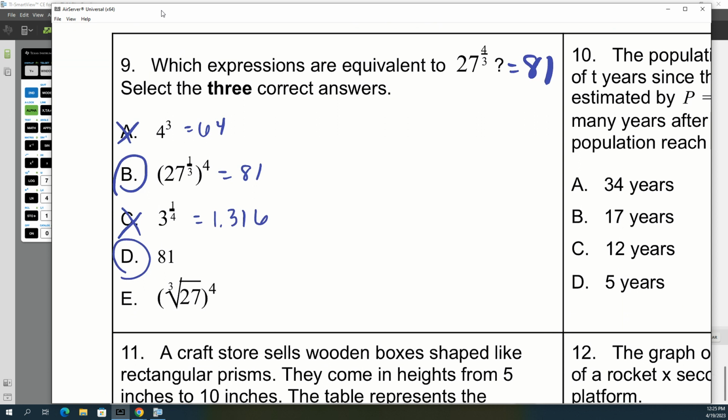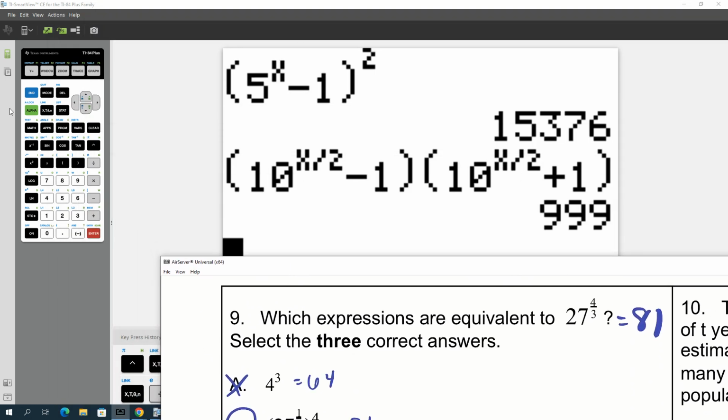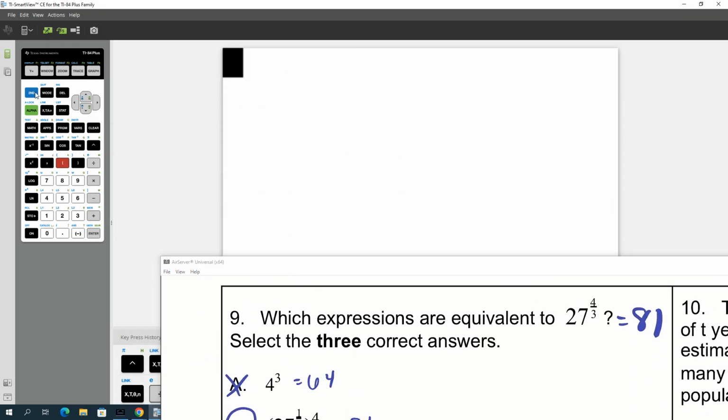You guys remember how to do cube root? Not 4, good. So, yeah, sure.